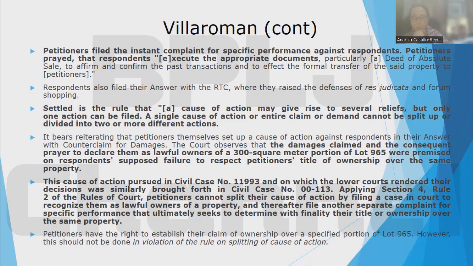Applying Section 4, petitioners cannot split their cause of action by filing a case in court to recognize them as lawful owners of the property and thereafter file another separate complaint for specific performance that ultimately seeks to determine with finality their title over the same property. So in this case, it was already barred.